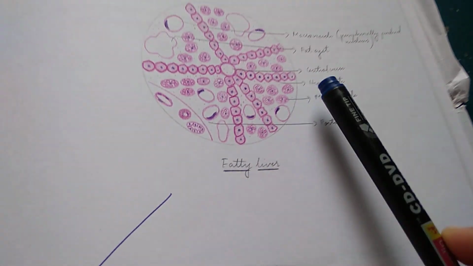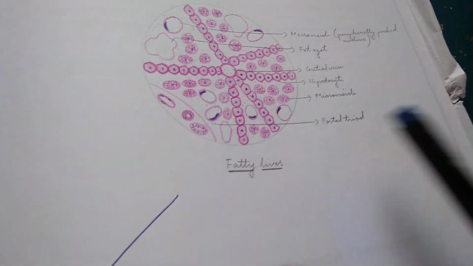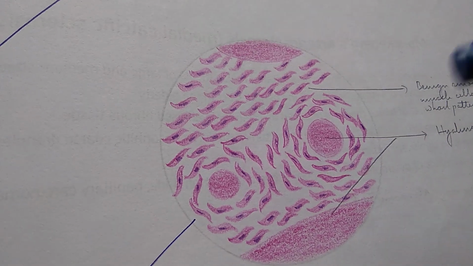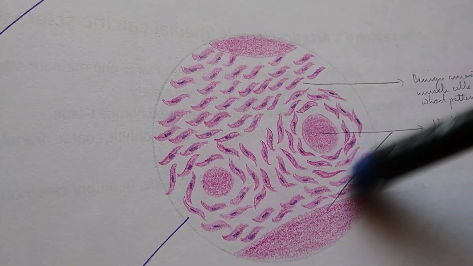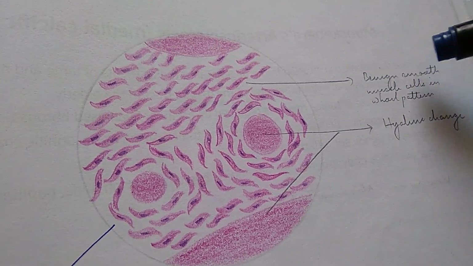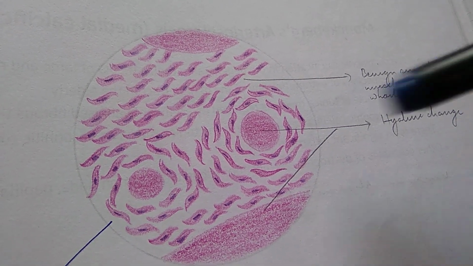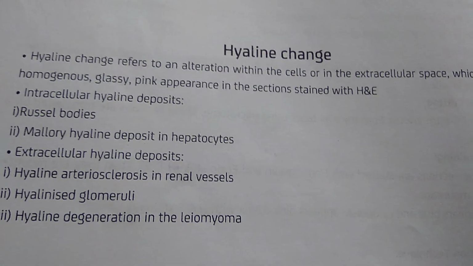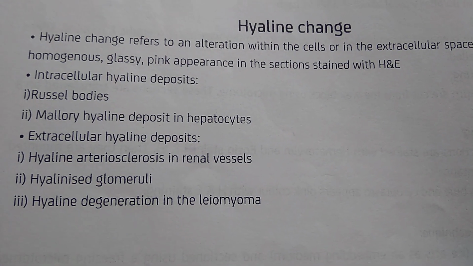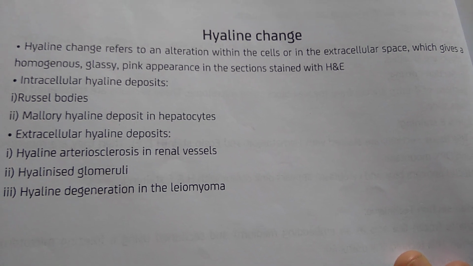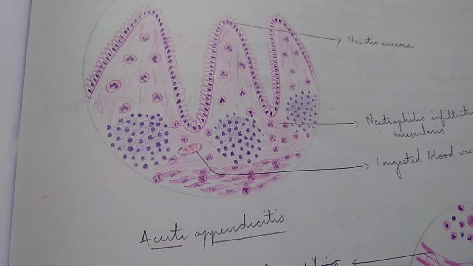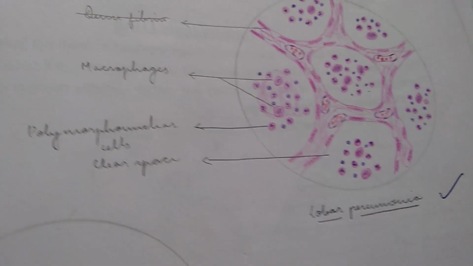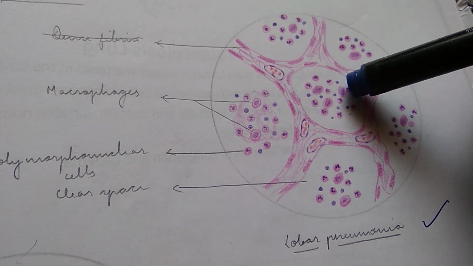What is this? This is a fatty liver, a lot of adipocytes they have shown, is it? What is this? Look at all the muscle kind of cells, is it? What is this? Benign smooth muscle cells with whorl pattern, hyaline cartilage. So this is hyaline change. Where does this happen? Hyaline change. Look at this. Acute appendicitis. What is this? Lobar pneumonia.